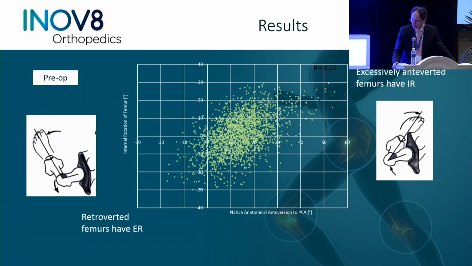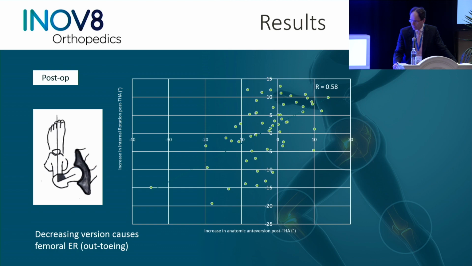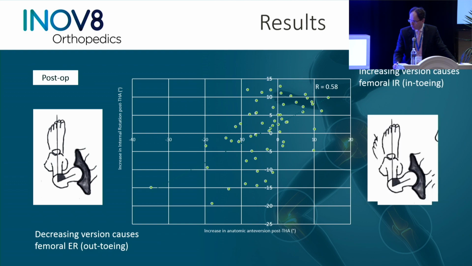In the pre-op area, you could see that a retroverted femur, just like we described earlier, causes some out-toeing. An overly anteverted femur causes some in-toeing, which we would expect. It was interesting to see that decreasing the version caused femoral external rotation or out-toeing. Increasing version caused femoral internal rotation or in-toeing.